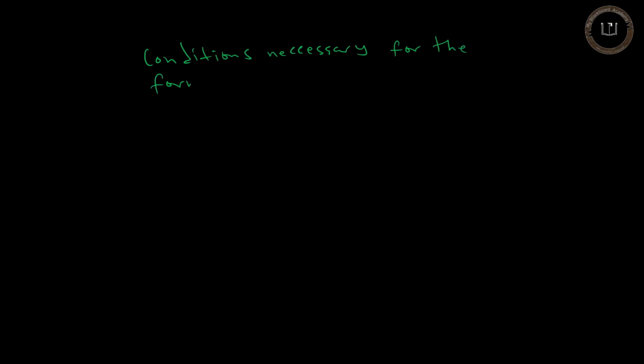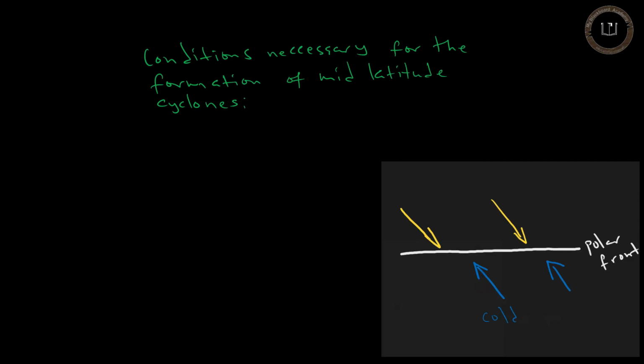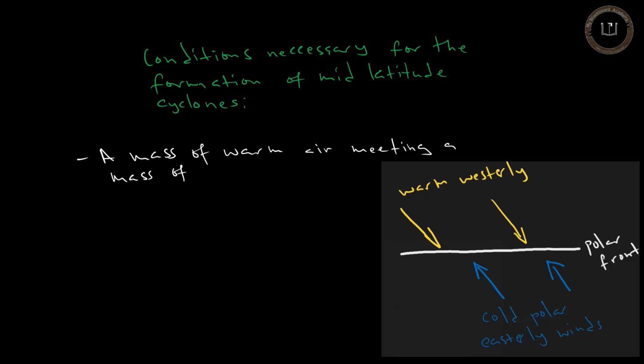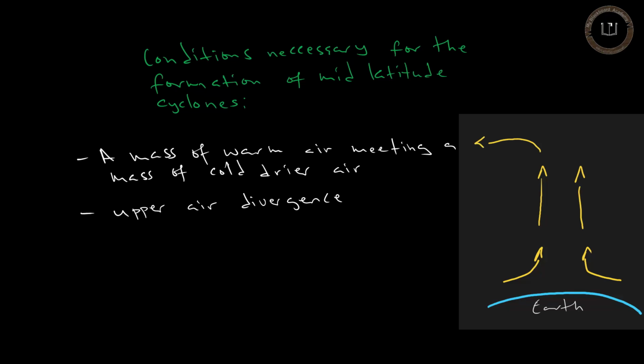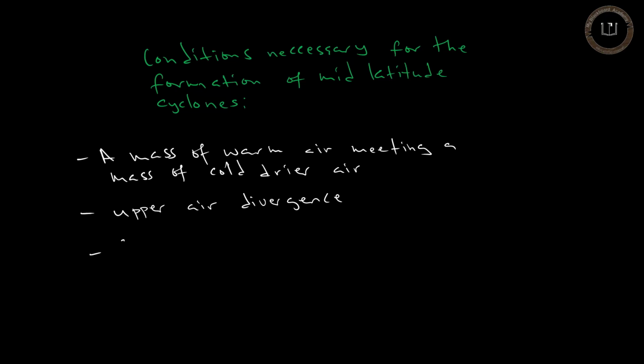Conditions necessary for the formation of mid-latitude cyclones. Mid-latitude cyclones need the following conditions to form: a mass of warm air meeting a mass of cold drier air; upper air divergence to remove air that is ascending, which is required to make continued ascent possible; and something to trigger the development of a low pressure center.